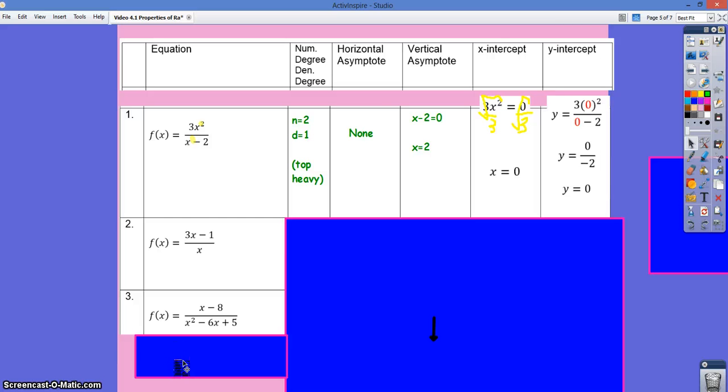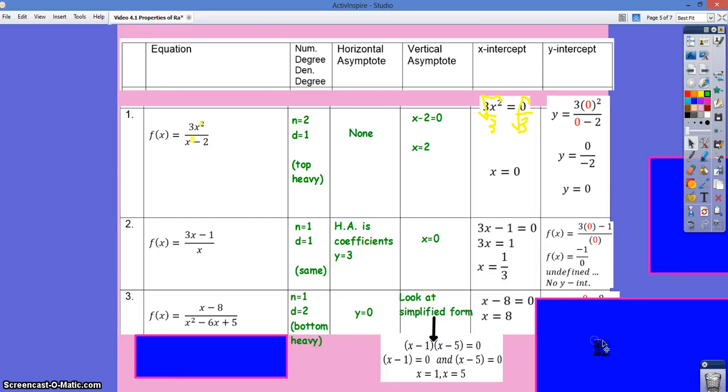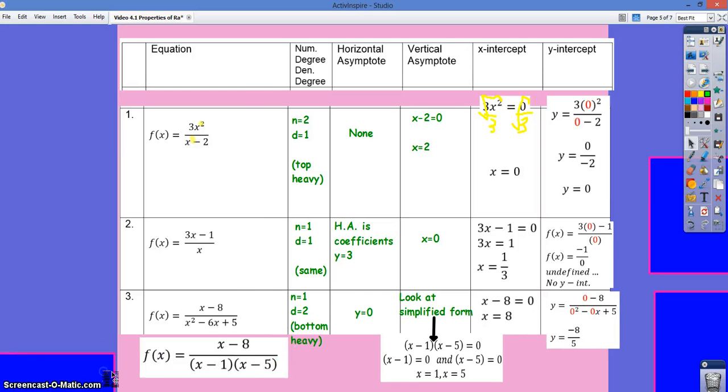Alright, and we're back now. I'm going to show you the answers. Okay, on number 3, you need to find the simplified form. Bring these answers to class, as well as any questions.